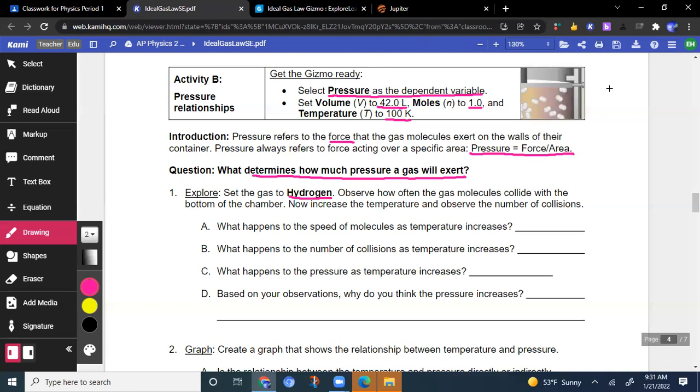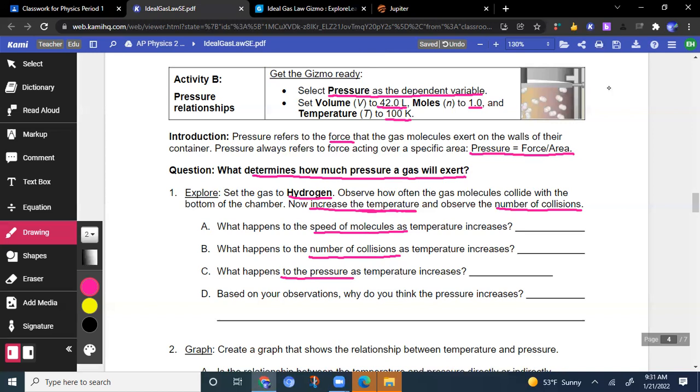We want to note, when we increase the temperature, the number of collisions. What happens to the number of collisions? We want to observe the speed of the molecules. And then finally, we want to observe the pressure. So we're going to raise the temperature and we're going to observe all three of those things.